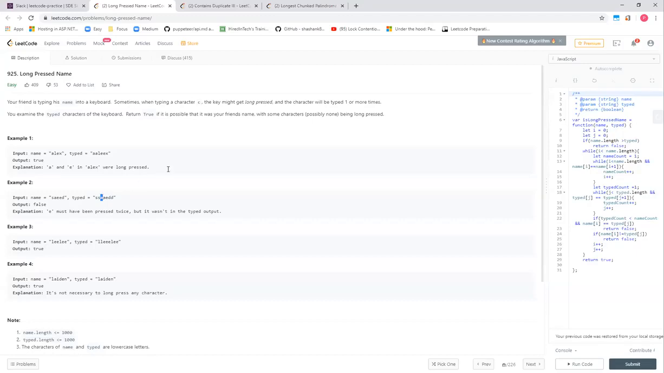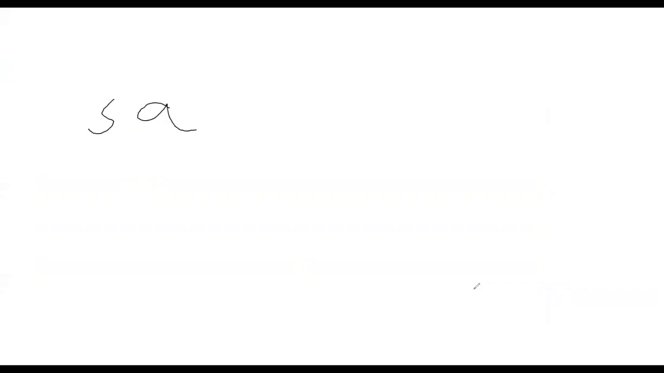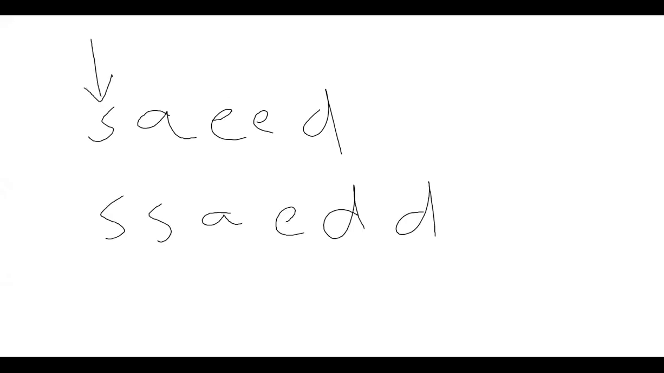Okay, so let me share my screen, whiteboard, and then we can try to simulate what you're saying. So here's the first one, A, E, E, T, and the other one that I can see is S, S, A, E, E, D, D, sorry. Right. Let's suppose this is your first pointer and this is your second pointer.